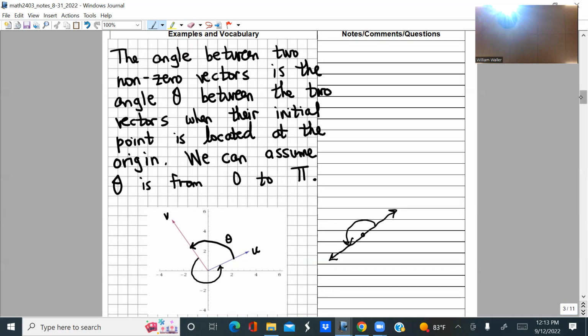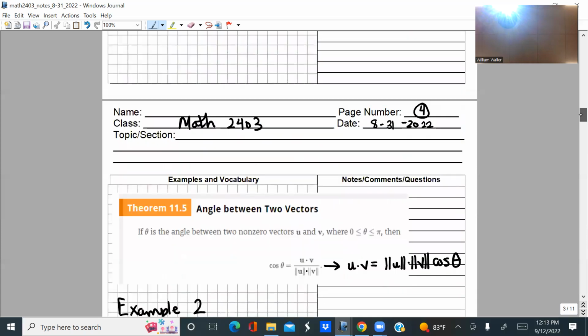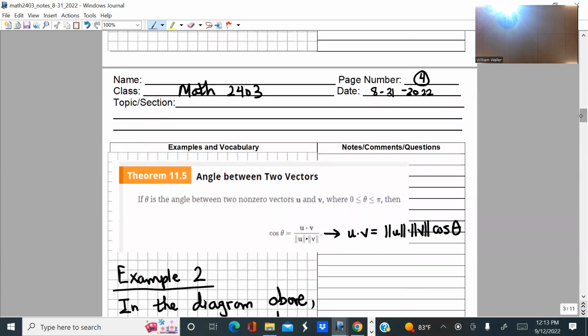And the dot product allows us to determine what that angle is. So I'm not going to prove this theorem for you. There's a geometric proof to this theorem, but we're not going to go through the geometric proof of the theorem, just the statement of the theorem. It's a very simple theorem, okay? And we're going to use it repeatedly, okay?